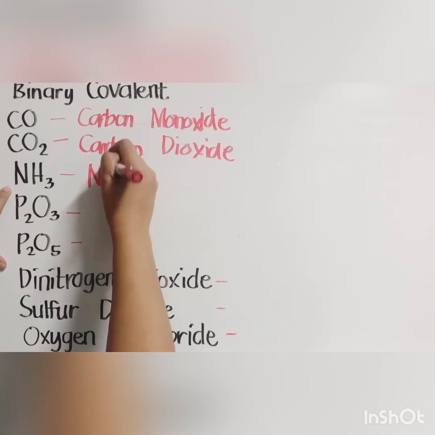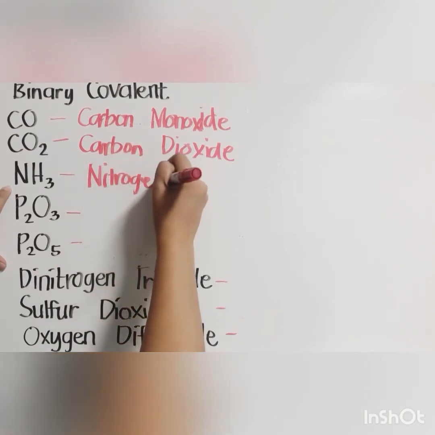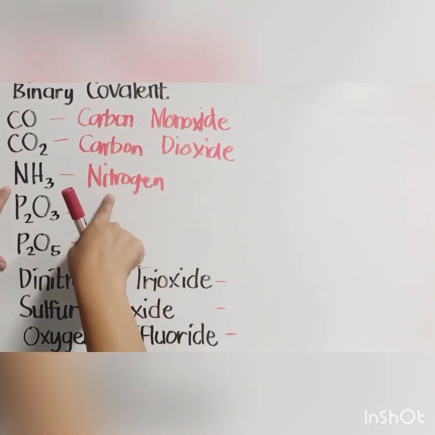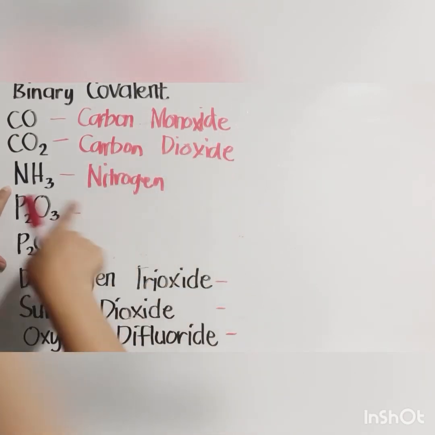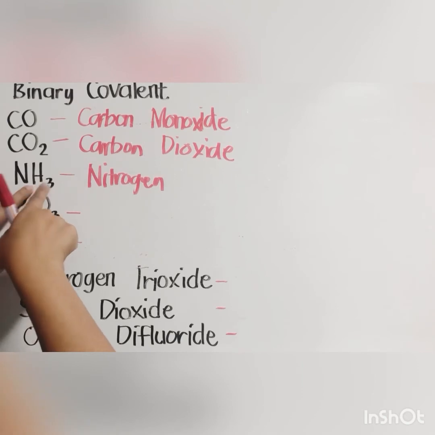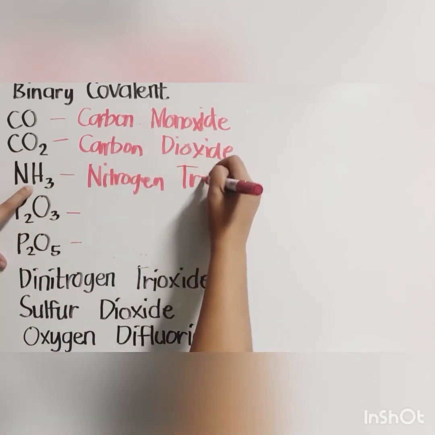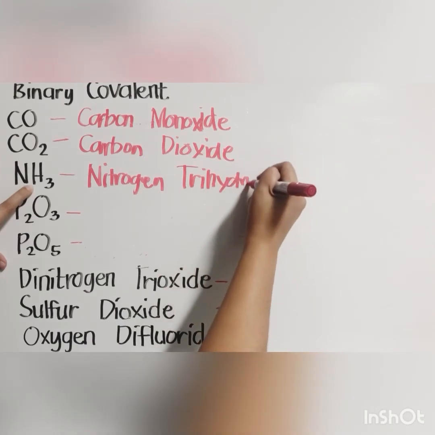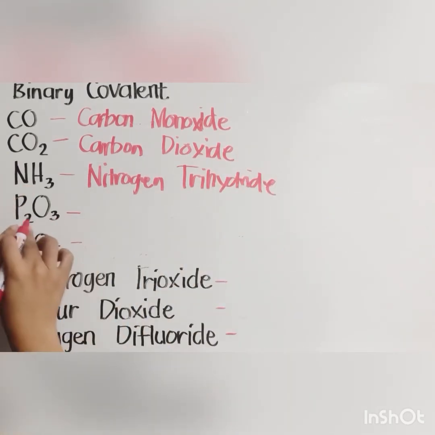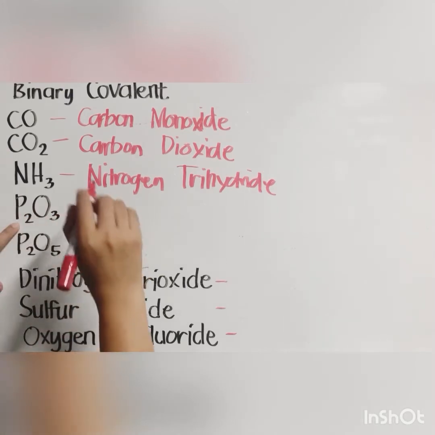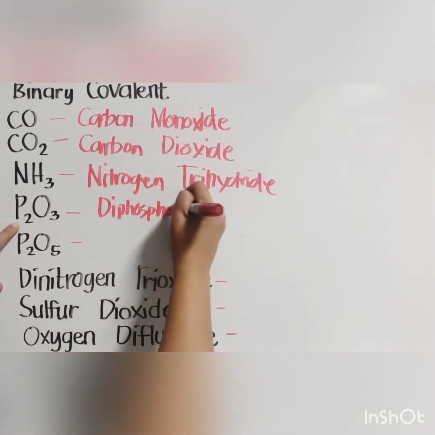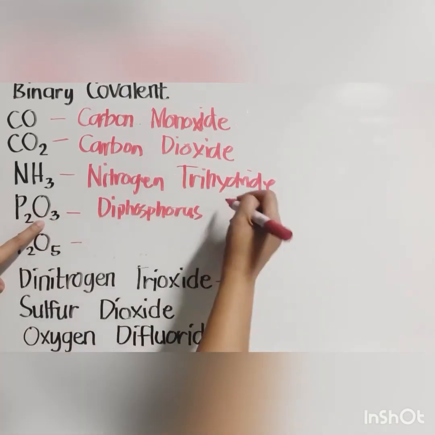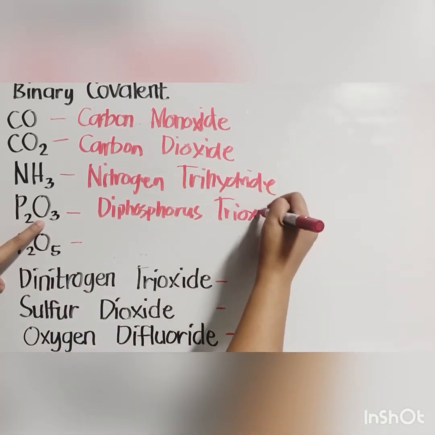First element, you have only one, nitrogen. So again, do not use the prefix mono on the first element because it's supposed to be used only on the second element. The second element in here is hydrogen. You have 3 hydrogen. Prefix for 3 is tri. So you can have trihydride. How about this one? You have 2 phosphorus, so prefix for 2 is di, so you can write it as diphosphorus. And you have 3 oxygen, that is trioxide.